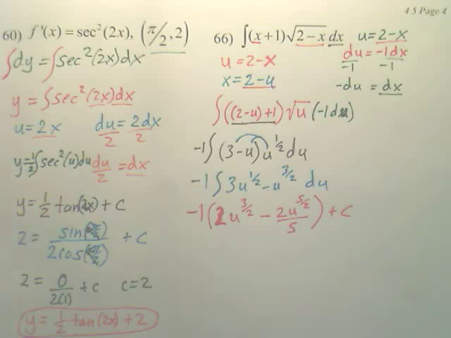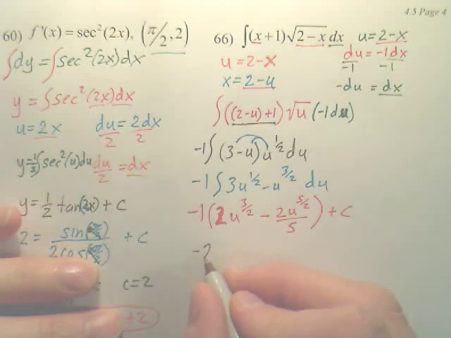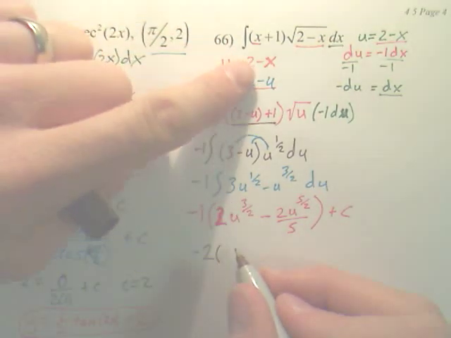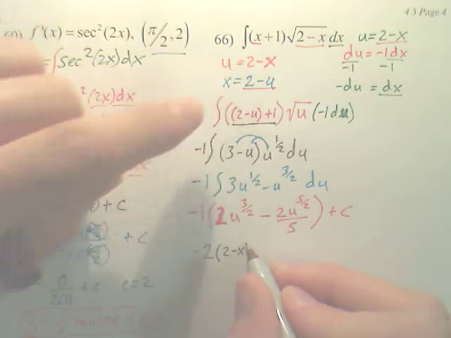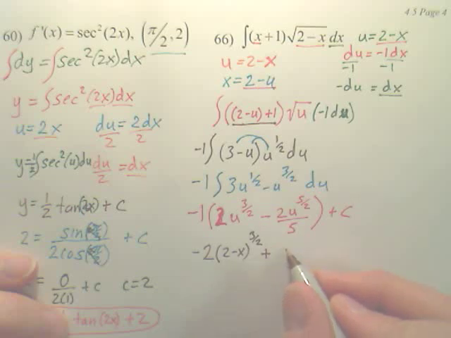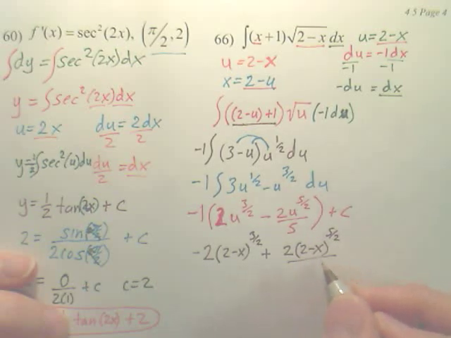Let's distribute the negative and plug in the u. So we now have negative 2. And u, what was u again? It was 2 minus x. This becomes a plus. And the 5 over 2, and this is a 5, plus c.